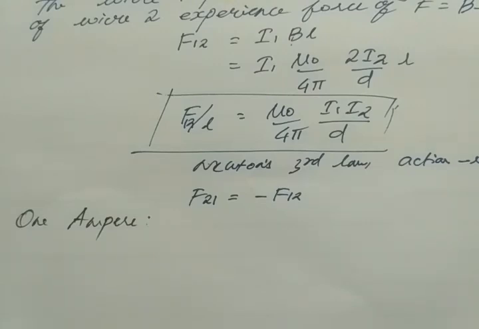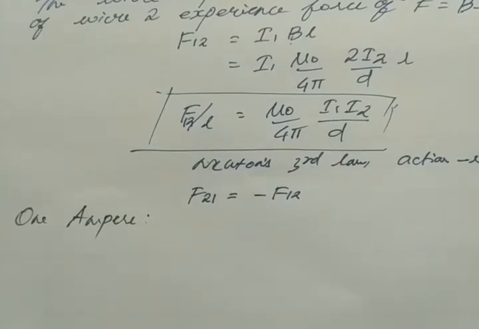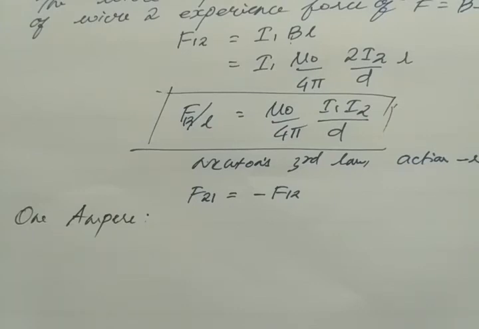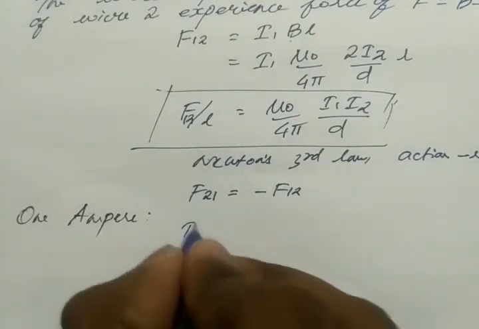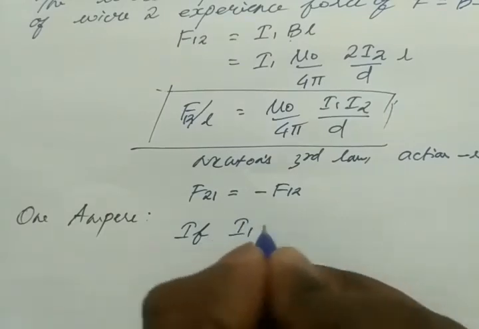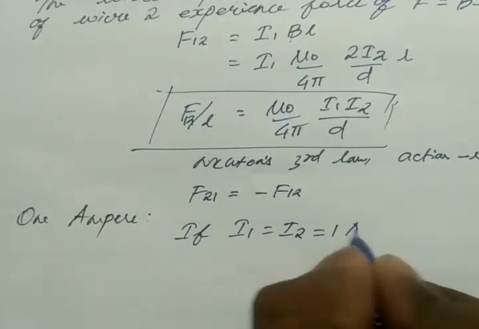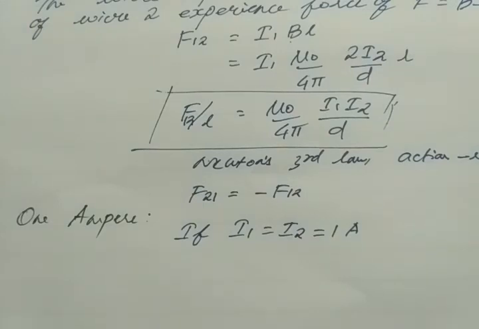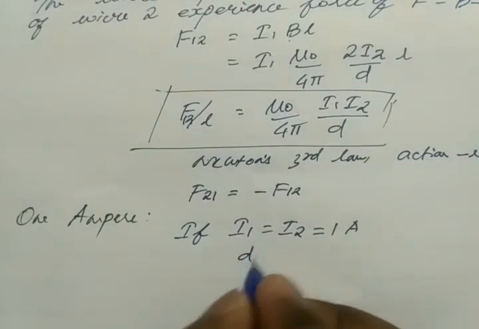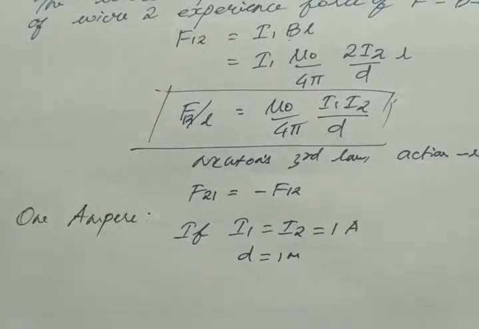1 ampere is defined as that current which, when passed through each of 2 infinitely long parallel straight conductors kept at a distance of 1 meter apart in vacuum, causes each conductor to experience a force of 2 into 10 power minus 7 Newton per meter length. Kindly note it down. Here it is said that 2 wires carry a current of 1 ampere each, and the distance between these 2 wires is d equal to 1 meter.